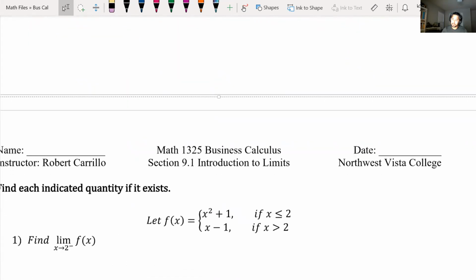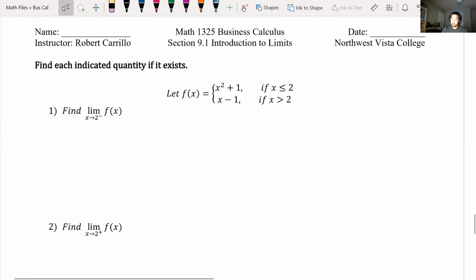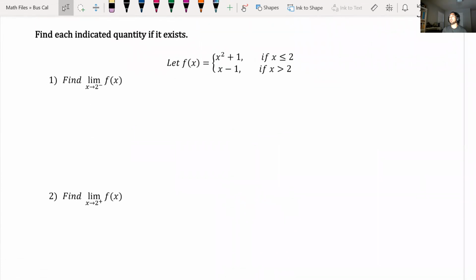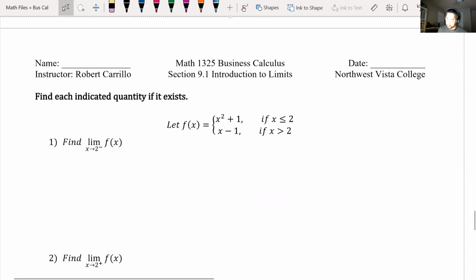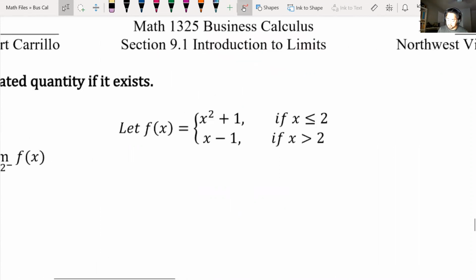All right. Last page. So what we're given here is called a piecewise function. I know you saw these in 1324. So these are called piecewise functions. I'll write it down.